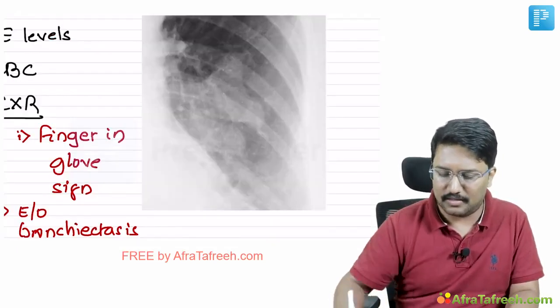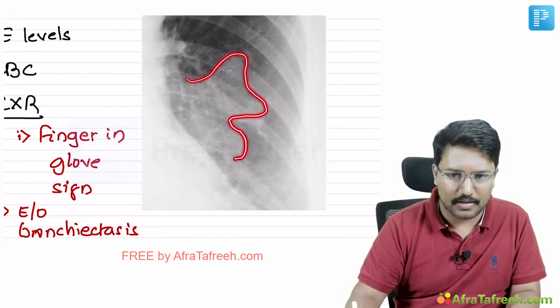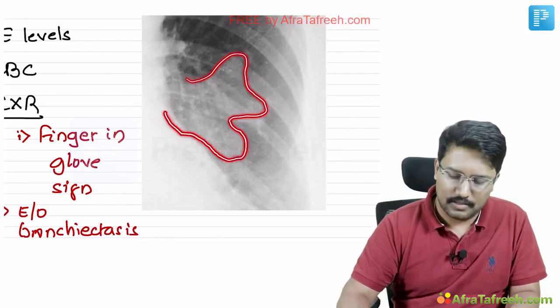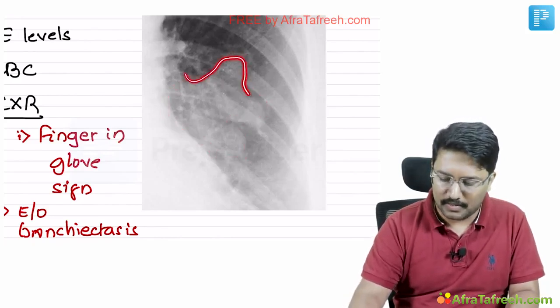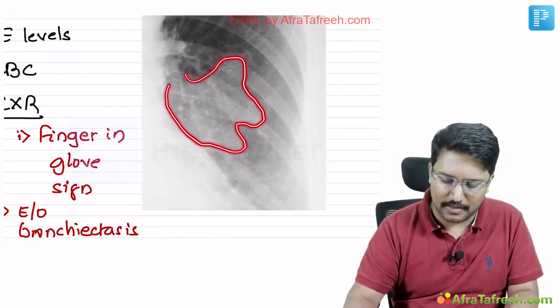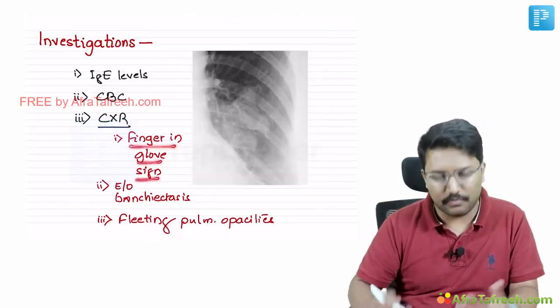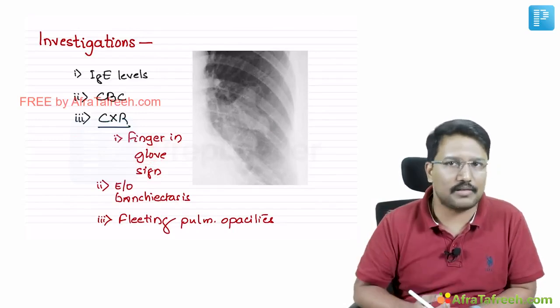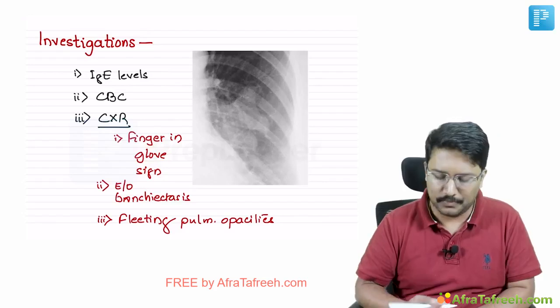You can appreciate that in this image. Can you appreciate this gloved finger-like appearance? Right? So this is exactly what is called the finger in glove sign, and this is mainly because this airway is now loaded with the mucus, and that's why it is giving a slight opaque view resembling the fingers placed in a glove, right? Finger in glove sign or gloved finger sign. That's the first radiological sign.